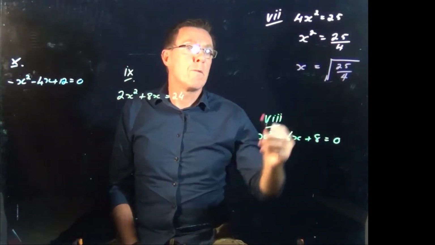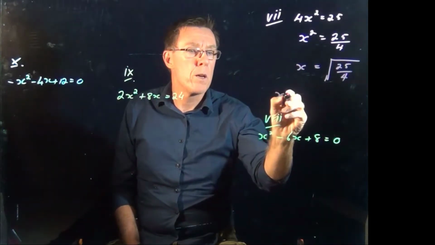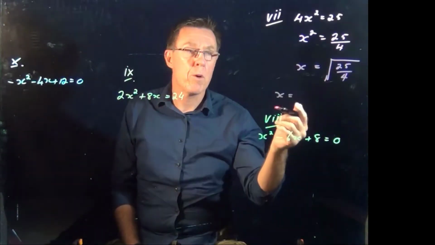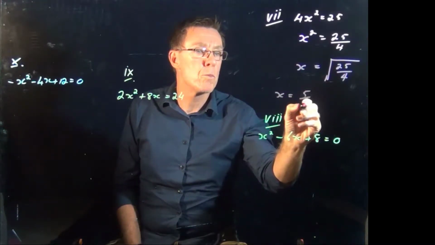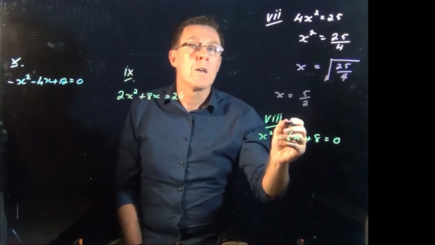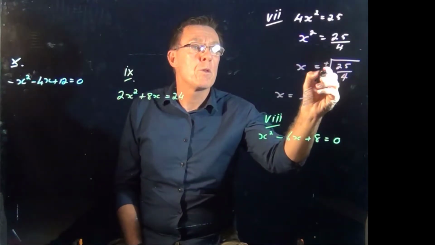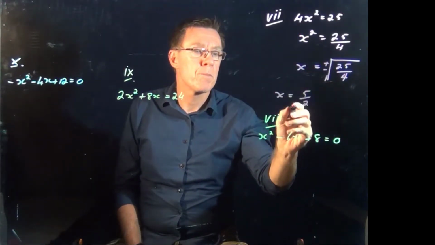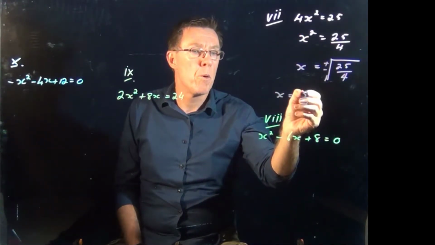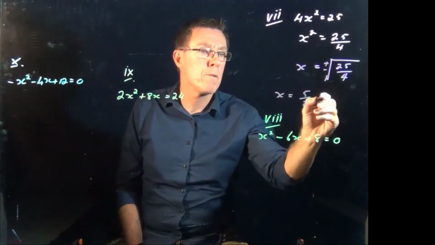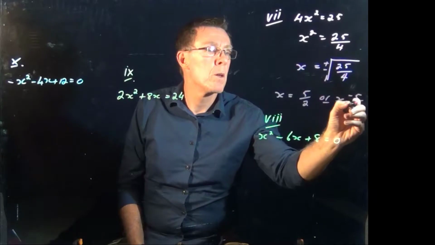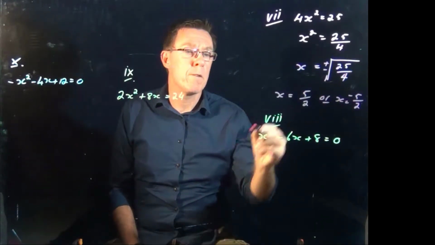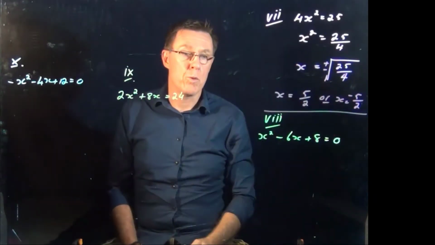square root of 25 on 4, the square root gets applied to both the top number and the bottom number. So square root of 25 is 5, square root of 4 is 2. Because we're taking the square root, we need to consider the positive and the negative answer. So it's going to be positive 5 on 2, 2.5, or negative 5 on 2, negative 2.5. There's your two possible solutions.